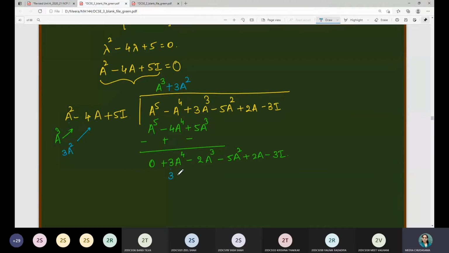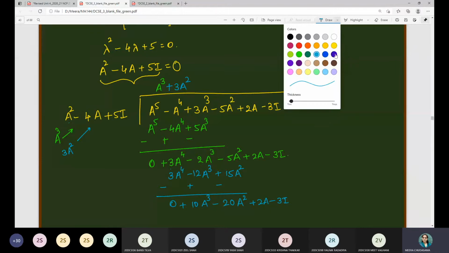So this one will become 3a raised to 4 minus 3 into 4, that is minus 12, a into a square, a cube, plus 5i into 3a square, that is plus 15a square into i, that is a square only. Consider the opposite signs. So here you will get this as 0, plus 12 minus 2, so it will be 10a cube, minus and minus, so this one will be minus 15 minus 5, so 20a square.